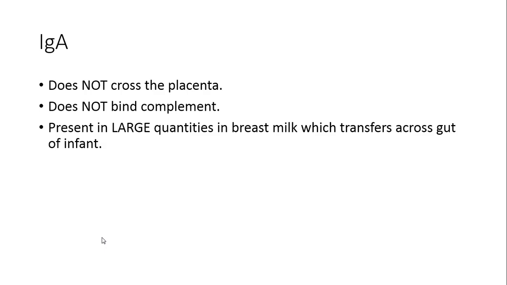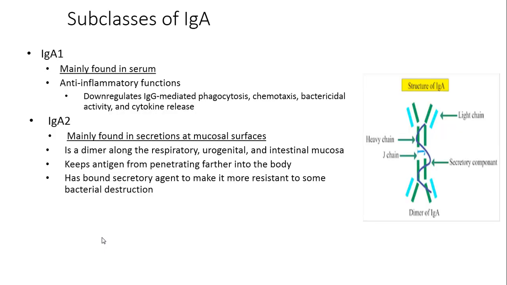Important notes about IgA: it does not cross the placenta. It does not bind complement. But where did we see it? It was found in very large quantities in breast milk, which transfers immunity to the gut of an infant. So that's a good thing. That's going to transfer some of that passive immunity to an infant.